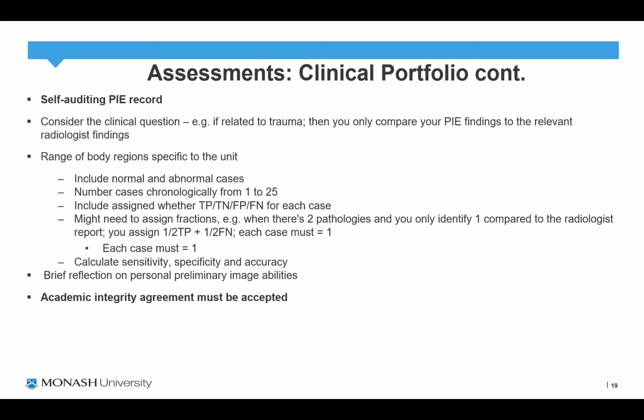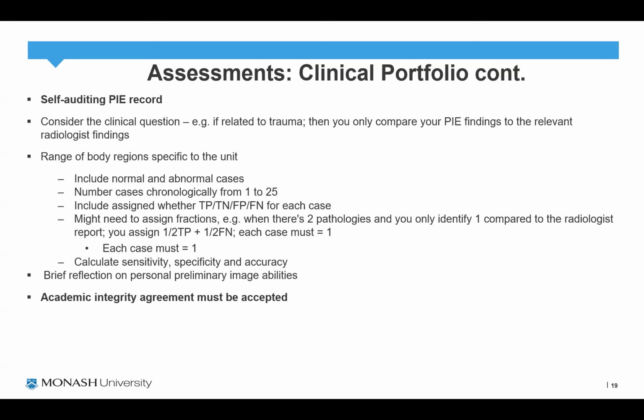And then sometimes there might be 2 pathologies and you only identify one, and the radiologist actually picks up on something else, and then you need to use fractions as well. But remember, each case, when you add all of that up, must be equal to 1 for that case if you assign your true positive, true negative, and so forth. And then once you've done all of that in the table, add it all up. And when you add all of it up, it should actually come to 25 if you've got 25 cases as well. And then calculate sensitivity, specificity, and accuracy.